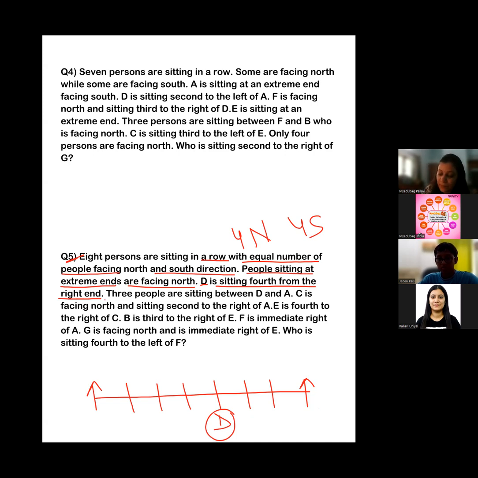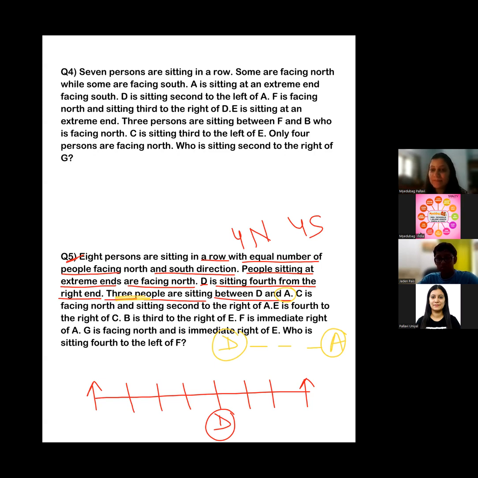Next. 3 people are sitting between D and A. We'll place 3 people between D and A. Now, it is not mentioned on which side, towards the right or towards the left. So wherever it is possible, we'll place A. Can you tell me where it is possible to place A now? 3 people have to be seated between D and A. So there should be 3 people, 1, 2, and 3 between D and A. So A can be towards the right also, towards the left also, right? So where will it be?